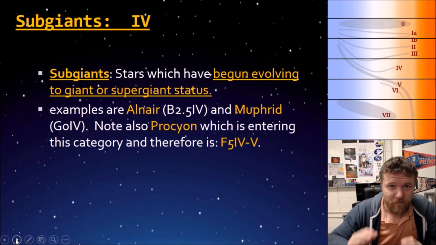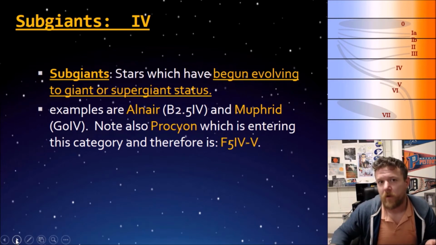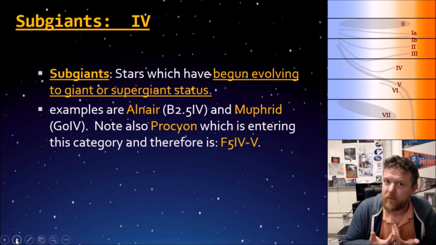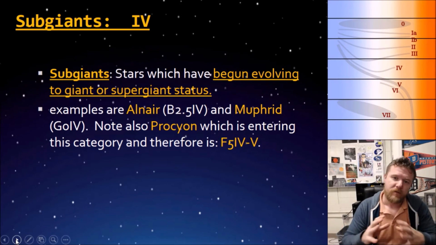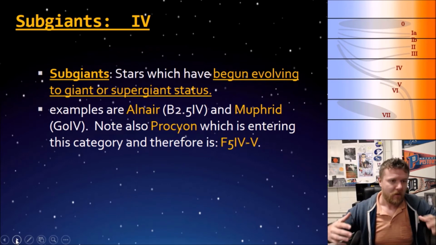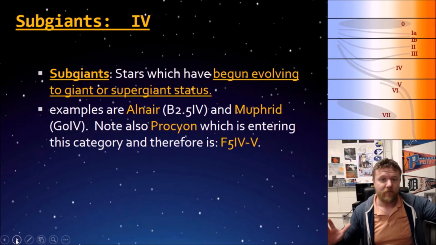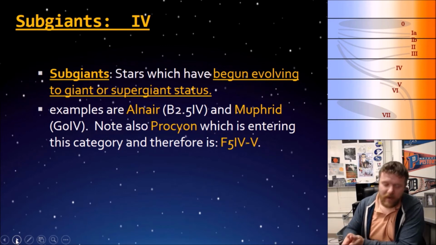Subgiants are the stars who have just moved off of the main sequence. So when our sun runs out of hydrogen and starts fusing helium to make things like carbon, it's going to start to expand. Right when it starts to do that, it's going to be known as a subgiant. It's not to its full red giant phase yet. It's on its way. It's between main sequence and red giant.